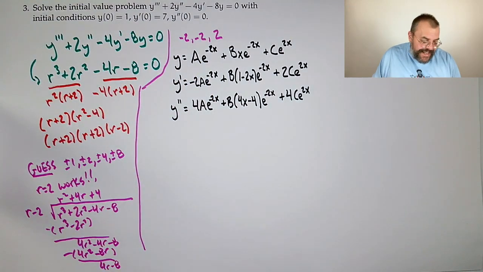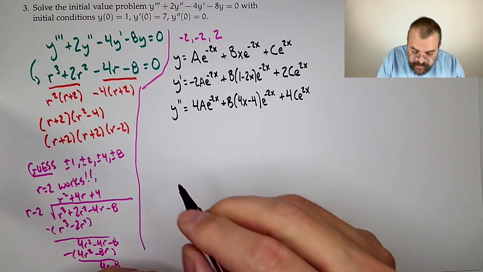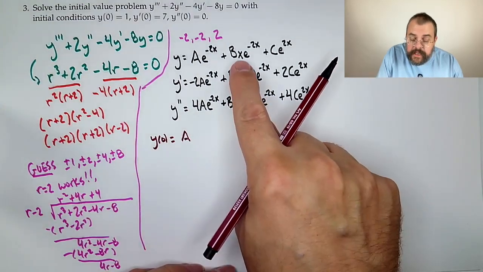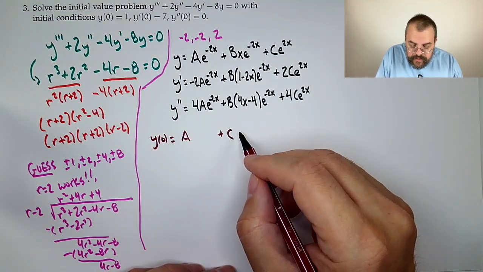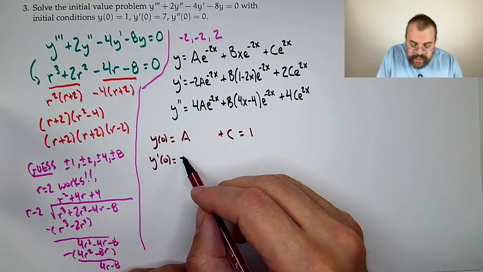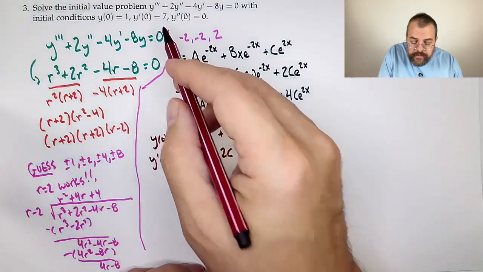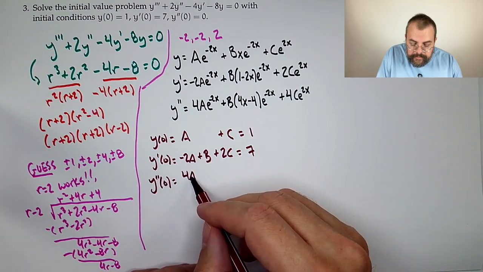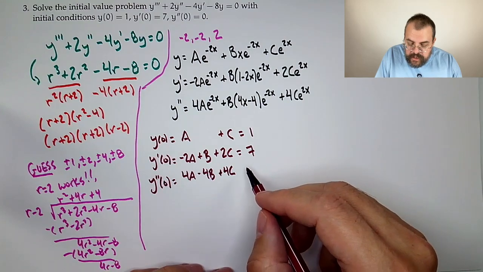So we have y prime and y double prime, and we need those because that's where we're putting our initial conditions in. So here we go with our initial conditions. We have that y of 0 is a, and then 0b, nice, plus c equals 1. y prime of 0, that's minus 2a plus b plus 2c, and that equals 7. y double prime of 0 would be 4a minus 4b plus 4c, and that equals 0.